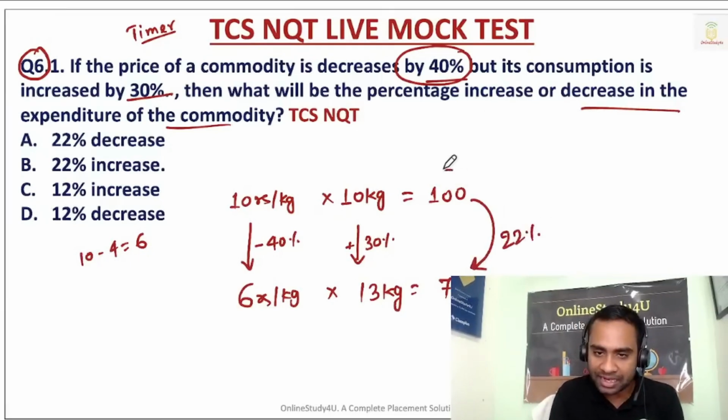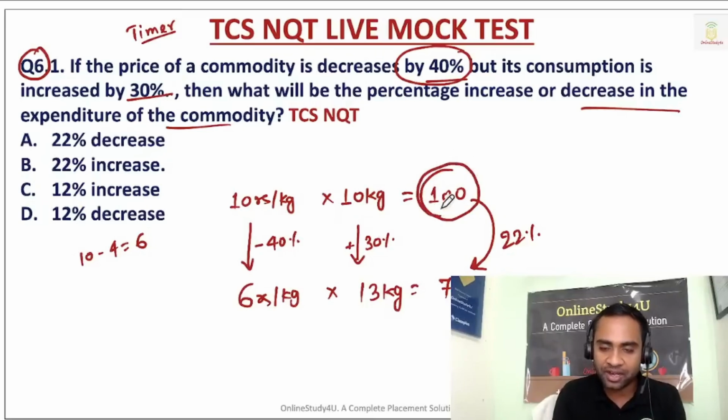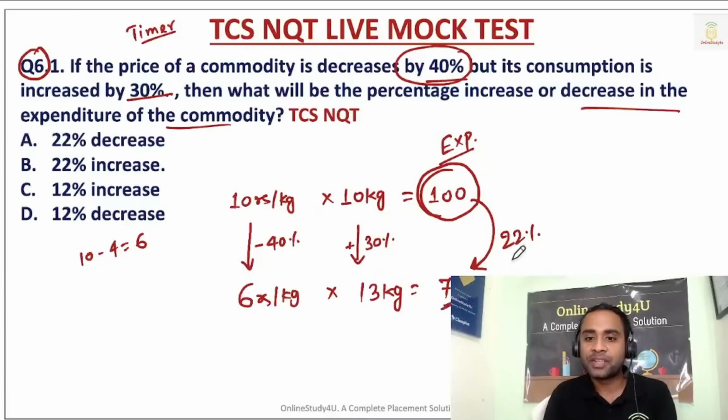Why 22% directly, you ask? Because your base is 100. So you can say earlier the expenditure was 100 rupees and now the expenditure is 78 rupees. That means there is a 22% decrement because your base was 100.